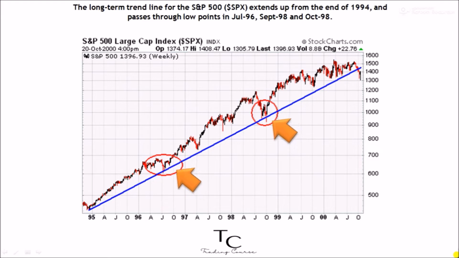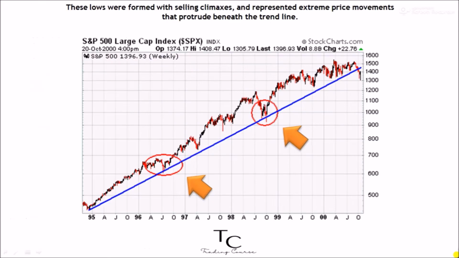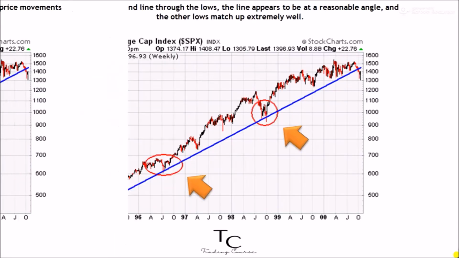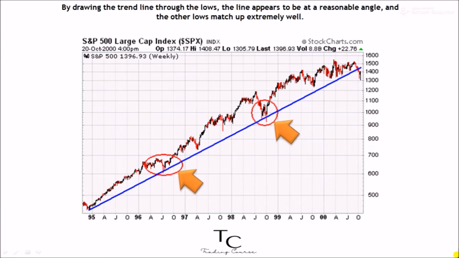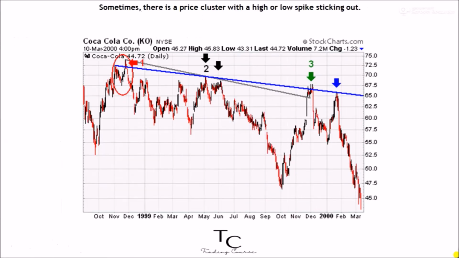low points in July 96, September 98 and October 98. These lows were formed with selling climaxes and represented extreme price movements that protrude beneath the trend line. By drawing the trend line through the lows, the line appears to be at a reasonable angle and the other lows match up extremely well.